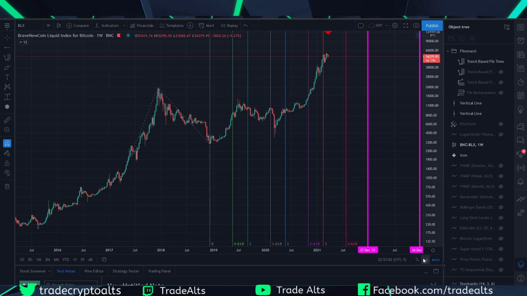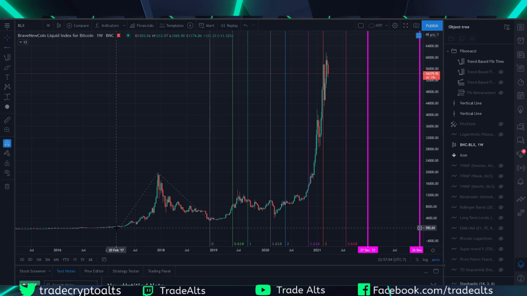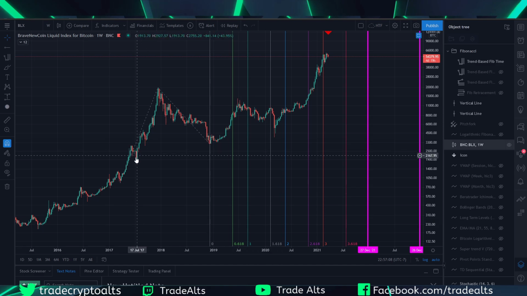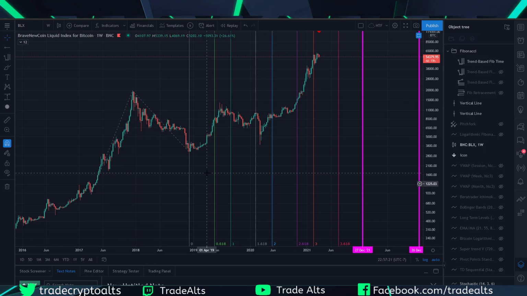And again, this is log scale. So if I were to turn this off, you can see this is where things got really crazy. That's the start of that. And then your 2017 blow off top here down to your 3K low in 2018. So this is the fib time that I'm looking at.